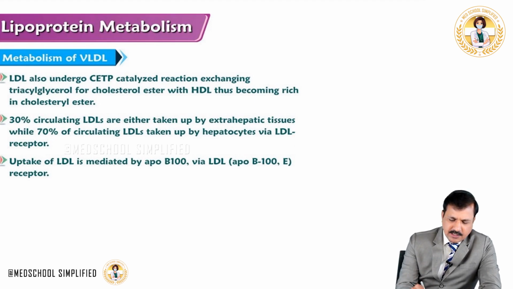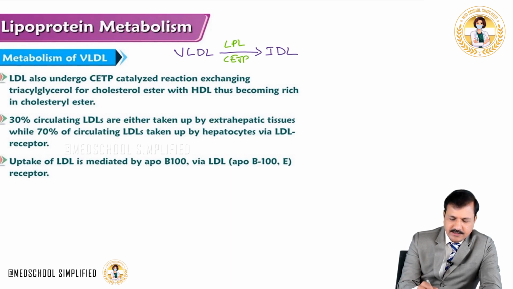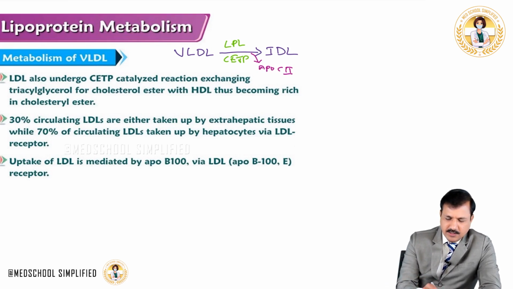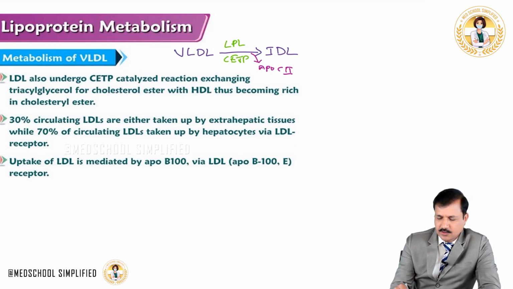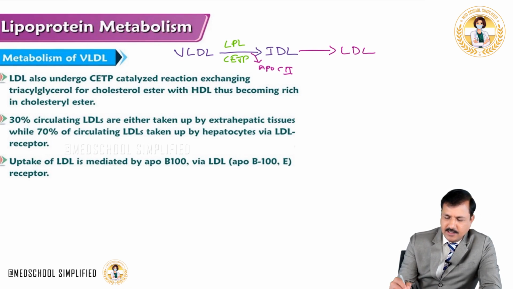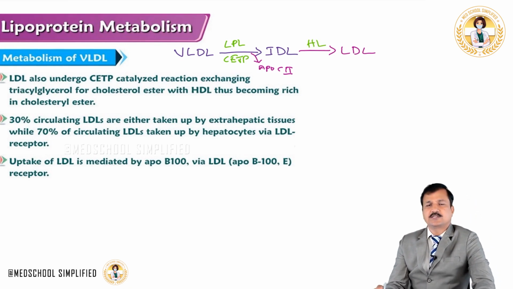So when IDL is converted to LDL, let's continue that. VLDL is converted to IDL with the help of LPL, with the help of CETP, and upon release of Apo C-II. So Apo C-II will be released and go back to HDL. That's when we refer to that molecule as IDL. Now the IDL will be converted to LDL, and that is done by hepatic lipase enzyme. HL is hepatic lipase.